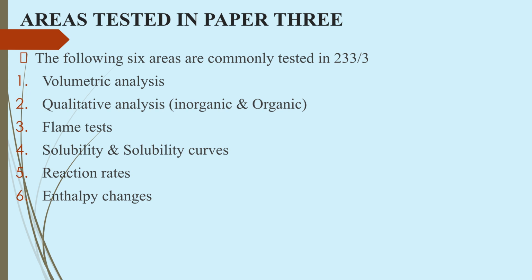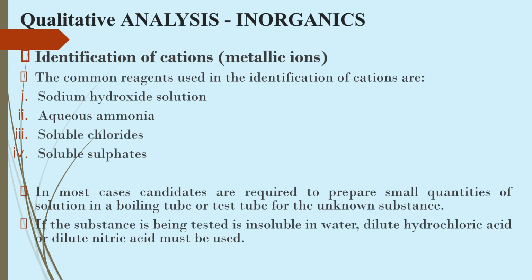The 6 commonly tested areas in Paper 3 are volumetric analysis, qualitative analysis, inorganic and organic, flame tests, solubility and solubility curves, reaction rates, and enthalpy changes. In inorganic qualitative analysis, cation identification uses reagents like sodium hydroxide, aqueous ammonia, soluble chlorides, and soluble sulfates. Prepare small quantities of solution using dilute acids for insoluble substances.